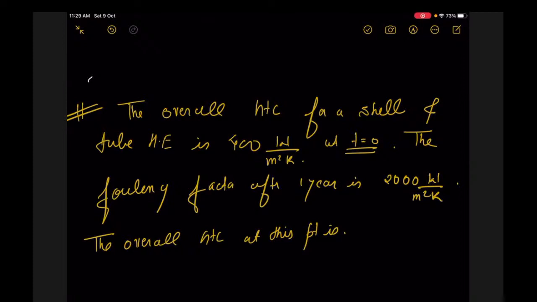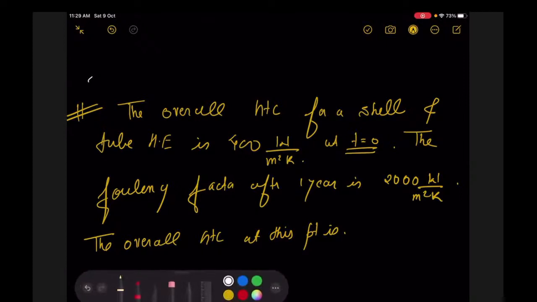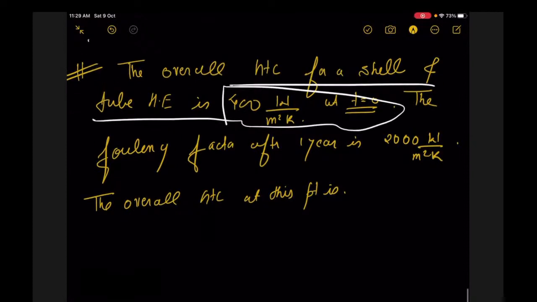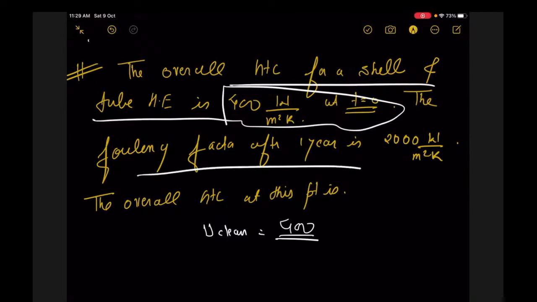Okay, let's read the question again. Then we will solve. The overall heat transfer coefficient for a shell and tube heat exchanger means this is the heat transfer coefficient of a clean one, because it is clearly mentioned at time t equals 0, means today you have purchased that heat exchanger and the overall heat transfer coefficient is 400. The fouling factor after 1 year, due to fouling, I have told already, actually it is a conduction, but data is given in terms of U. Okay, but this is the U of fouling, 2000.